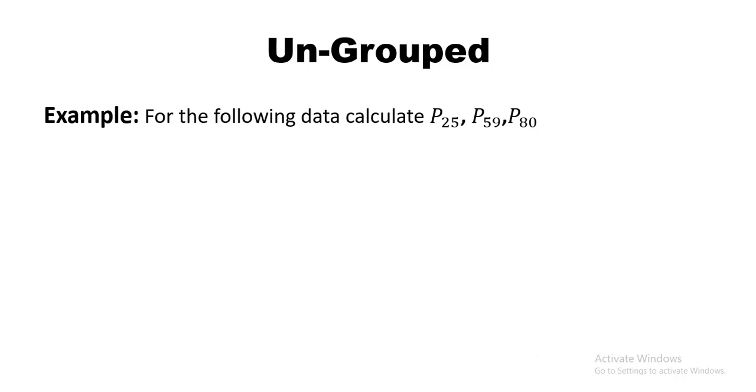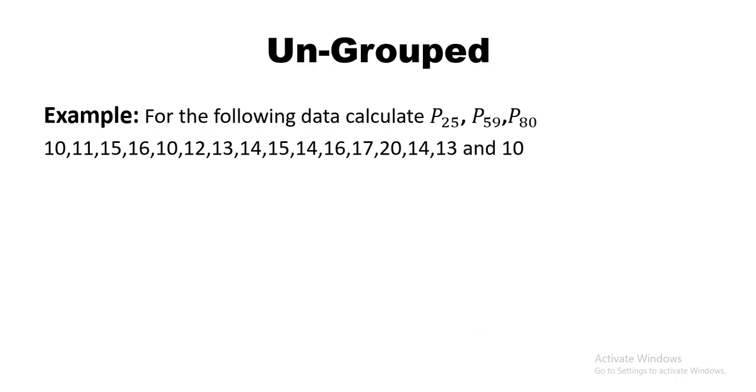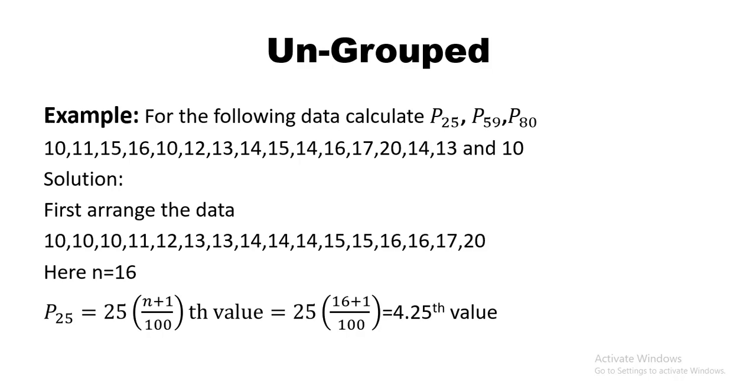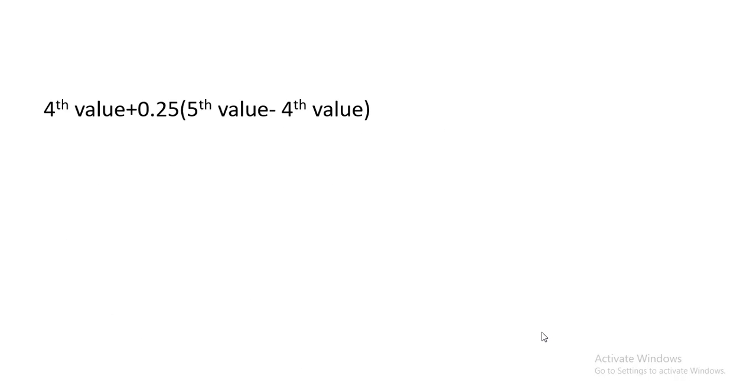Now we're moving on towards the first example of ungrouped data. They have asked us to find the values of P25, P59 and P80. This is the data given. The first step is that we need to arrange the data in an array. The values in total are 16. So for P25 the value is 25 into (n plus 1) divided by 100, which gives after simplification the 4.25th value.